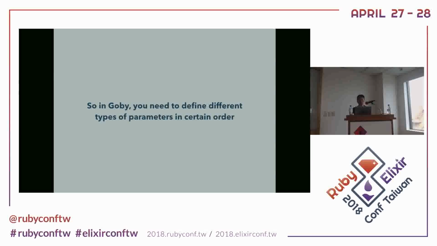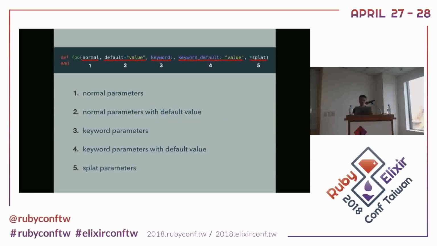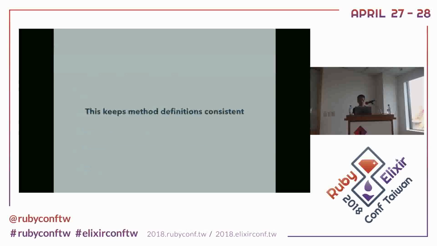So in Gobi, you need to define different types of parameters in a certain order. You need to define normal parameters in the forefront, and then normal parameters with default value. The third type will be keyword parameters, and after that keyword parameters with default value, and the last type will be the splat parameter. This keeps the method definition consistent, and also prevents unexpected behaviors.